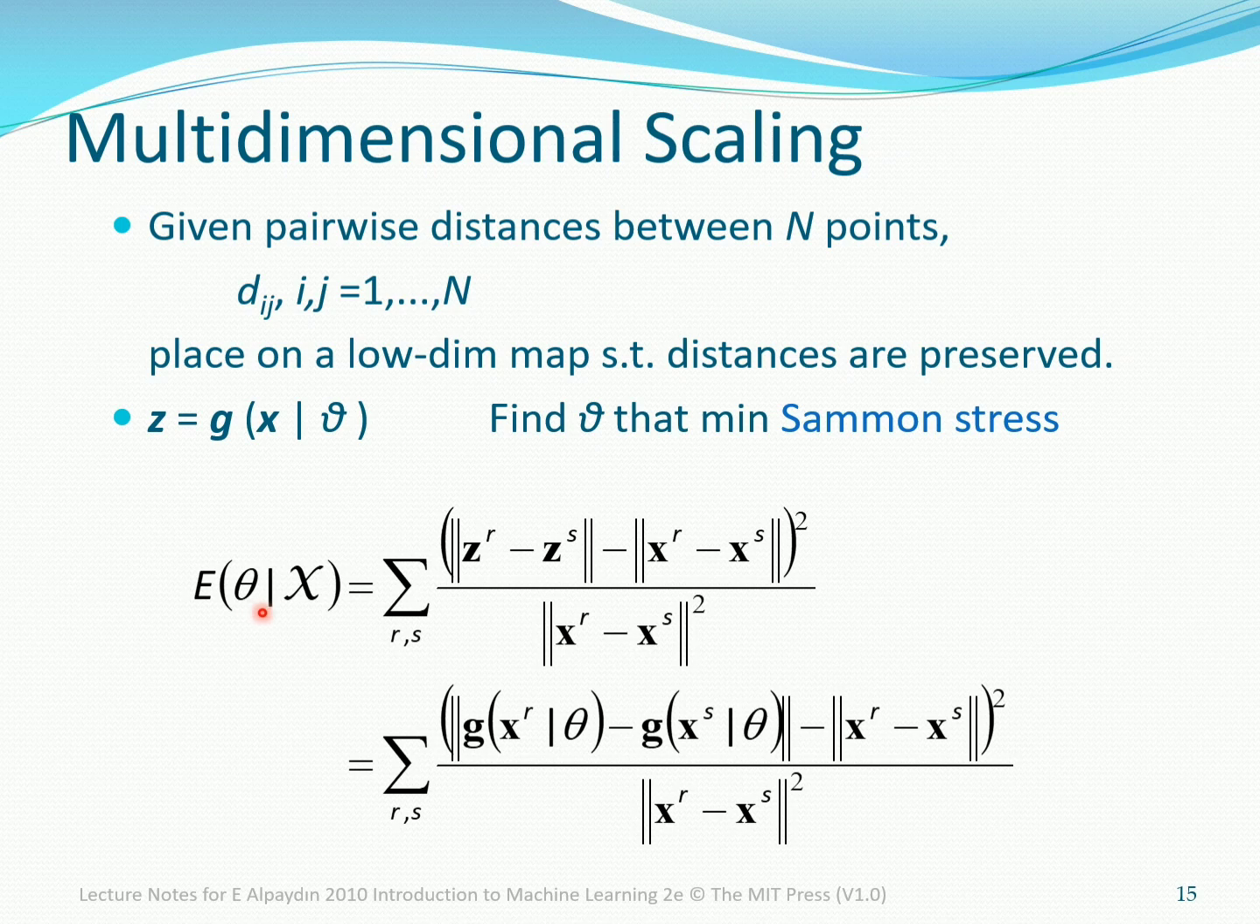E of theta given x equals the summation over r comma s of the squared quantity: mod of z to the power r minus z to the power s, minus mod of x to the power r minus x to the power s, divided by mod of x to the power r minus x to the power s squared, which equals the summation over r comma s of: mod of g of x to the power r given theta minus g of x to the power s given theta, minus mod of x to the power r minus x to the power s, whole squared, divided by mod of x to the power r minus x to the power s whole squared.